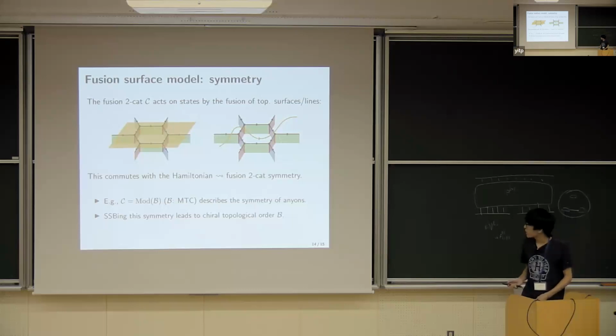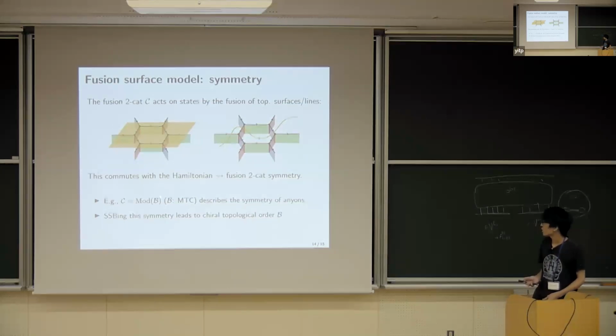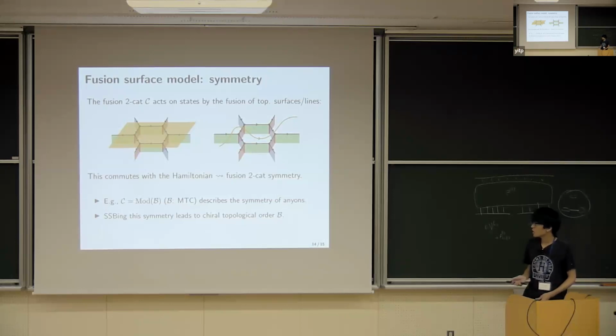And so this means that our model has fusion 2-category symmetry. And for example, if the input fusion 2-category can be written as mod B, where B is a modular tensor category, then this describes the symmetry of the anyons in a topological phase. And spontaneously breaking the symmetry gives rise to a topological order B. And in particular, this includes chiral topological phases. So it would be very interesting to study the phase diagram of fusion surface models.